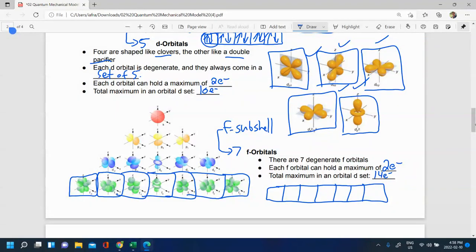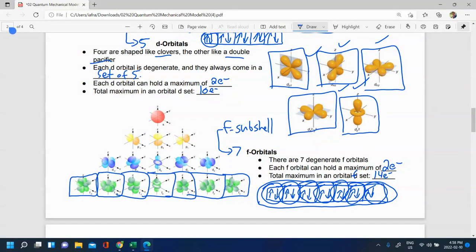One, 2, 3, 4, 5, 6, 7. And we can put our little electrons in, and that's 14 electrons that the f subshell can hold. And these orbitals are also degenerate to each other. And that's an f set. So this whole thing is the f subshell. And these are f orbitals, seven of them.